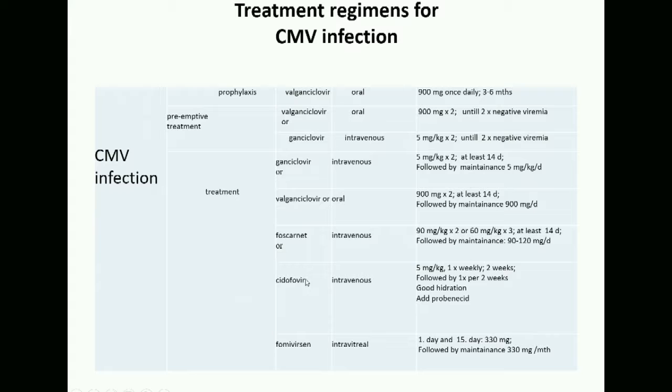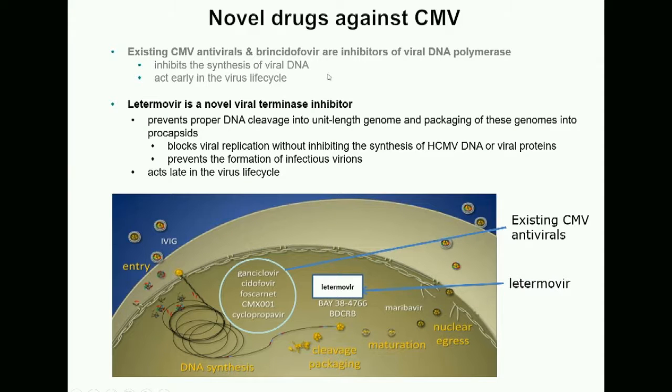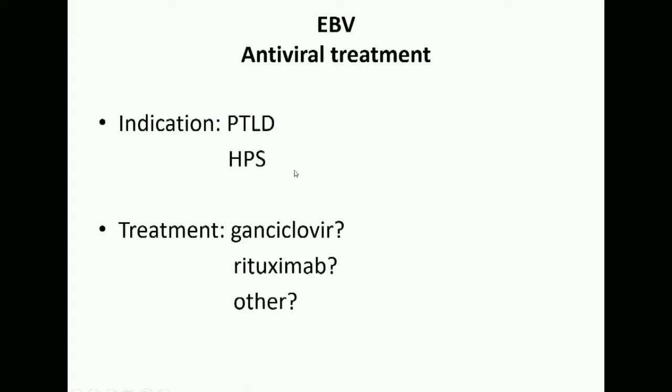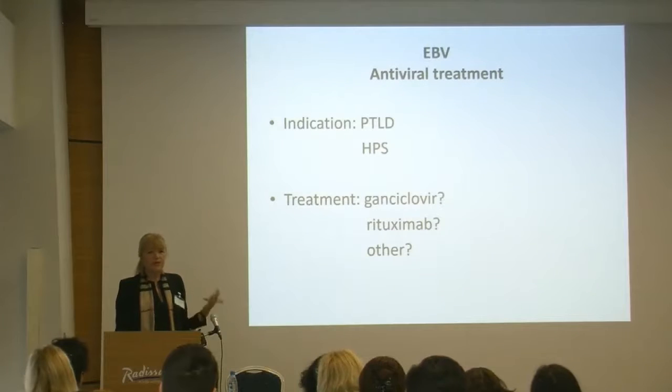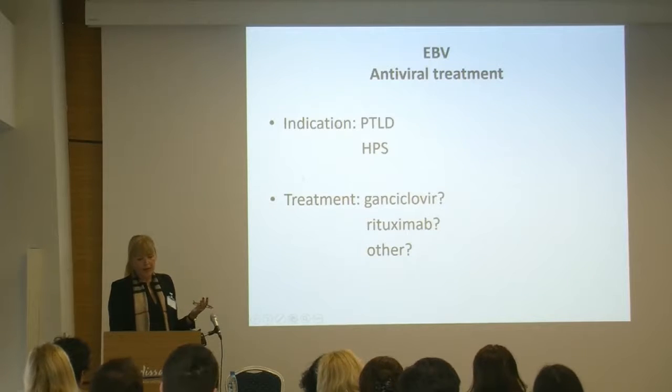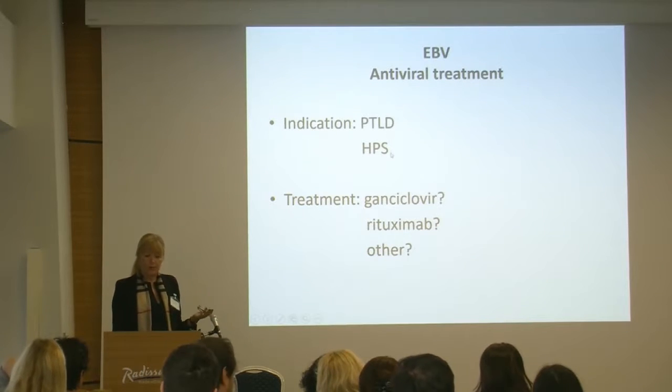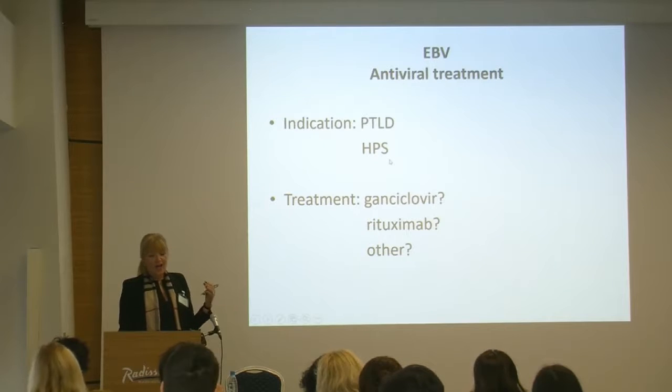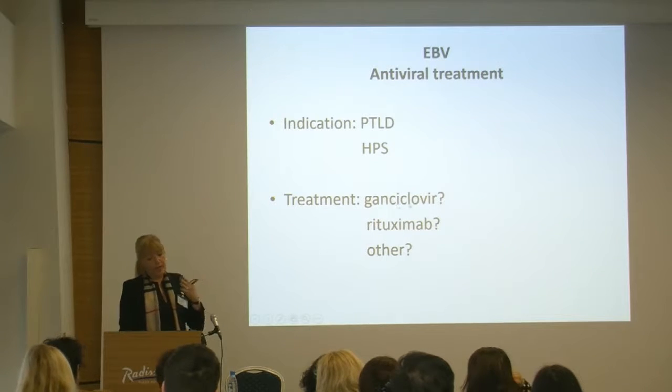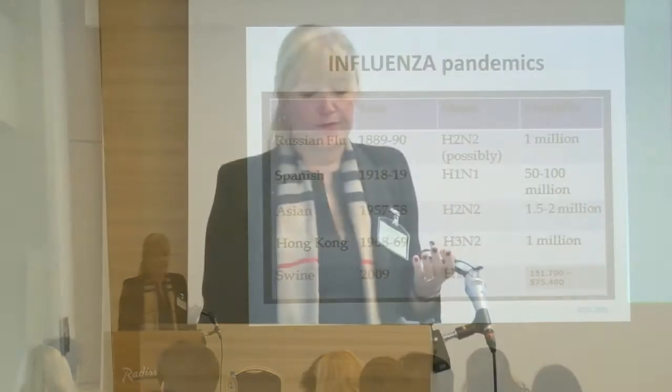And again, we have a scheme for cytomegalovirus infection, like for prevention, so prophylaxis, preemptive treatment, and treatment. And as I said, it is a novel drug, the inhibitor of viral terminase. We'll hear a lot of it in our future years. However, just a touch of EBV, there are no guidelines. It's just case reports for post-transplant lymphoproliferative disease or hemophagocytic syndrome. Like, we use what we think is best for the patient.